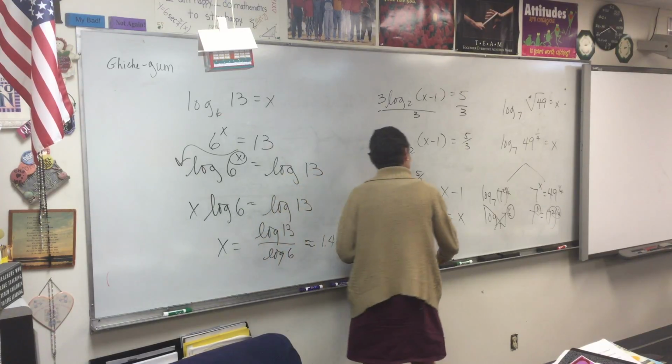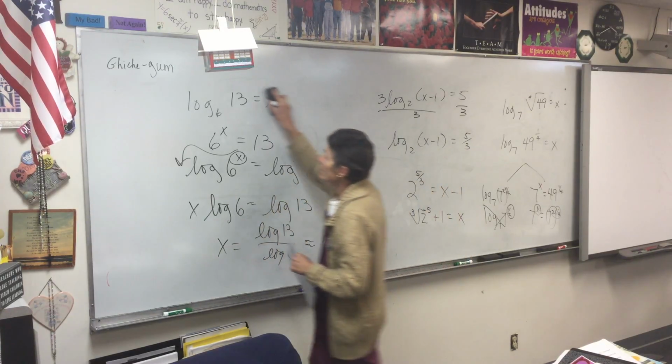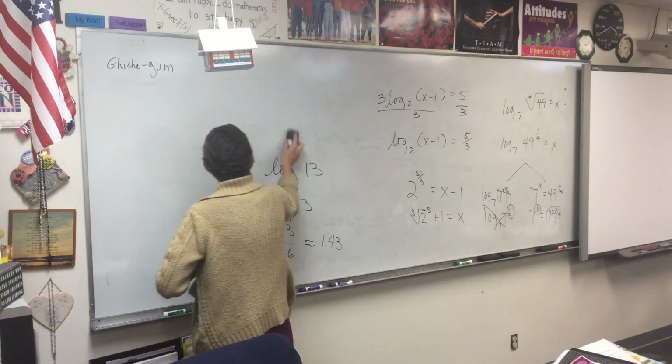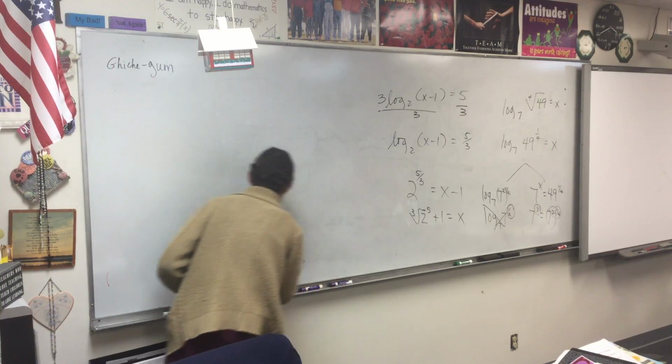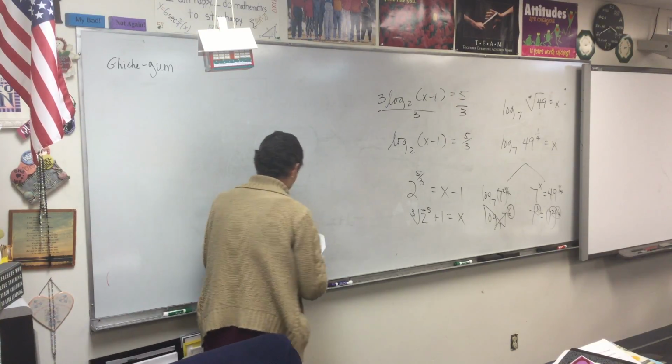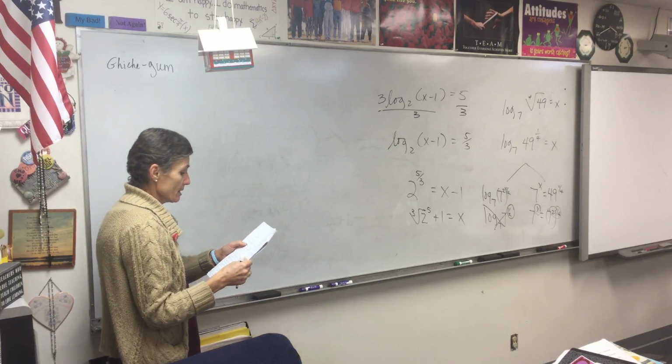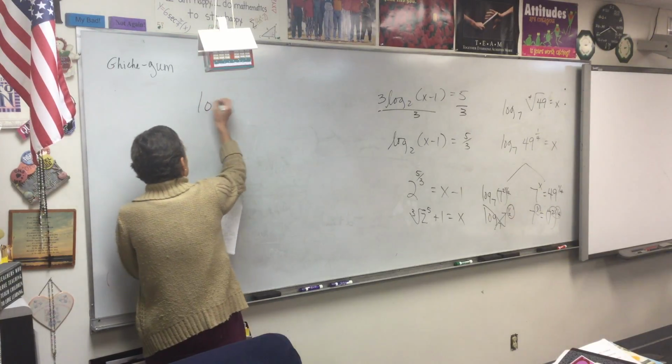Number 4, you don't even have to show any work for number 4. What's the answer to number 4? 3. That's one of your properties. The answer is 3, period. Number 5.